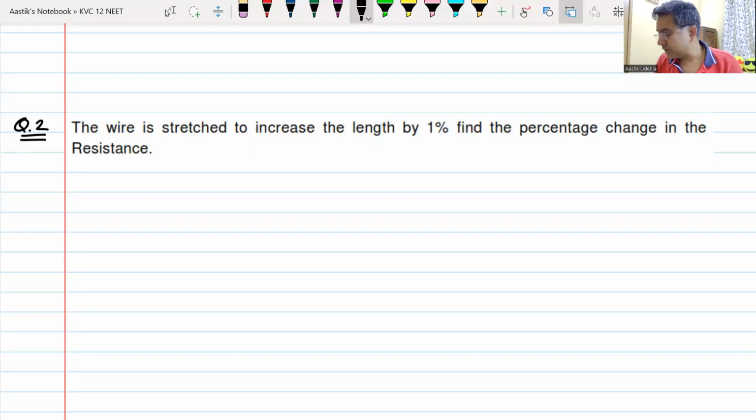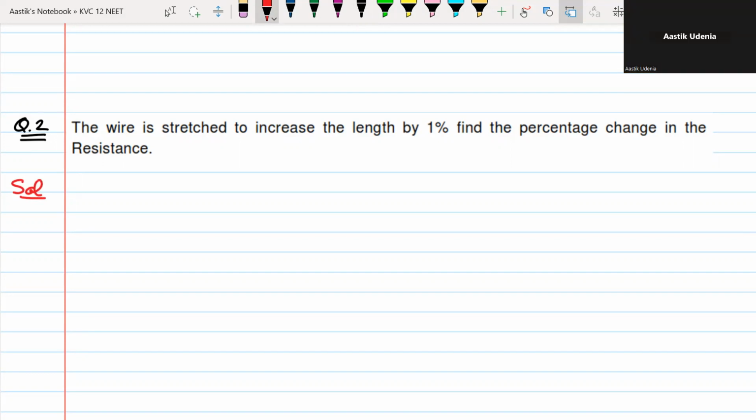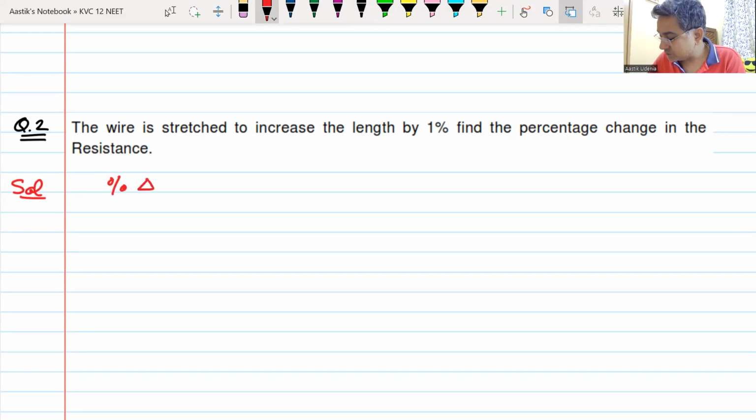So we have the answer for this one. We have already seen the formula. The formula relates the percentage change in length to percentage change in resistance. Everyone remember that formula, 2x? If the length changes by x%, resistance changes by 2x%. So the percentage change in resistance will be 2 multiplied by 1. That will be 2%.